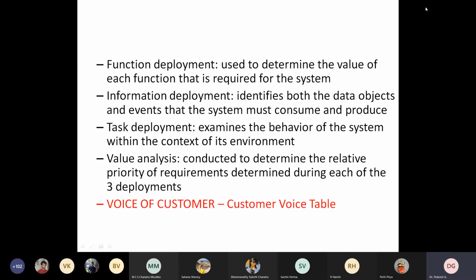Then comes the information deployment. Here you are identifying the data objects for the system. What data objects shall be used? What kind of events have been initiated? For example, how we can plan for this, I will tell you. You are just starting with your software engineering project that has been given to you. In all these projects, as you know, some 12 projects are there, one particular application or one particular module or function is very much common.